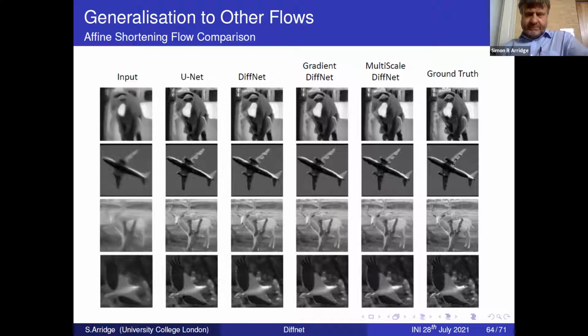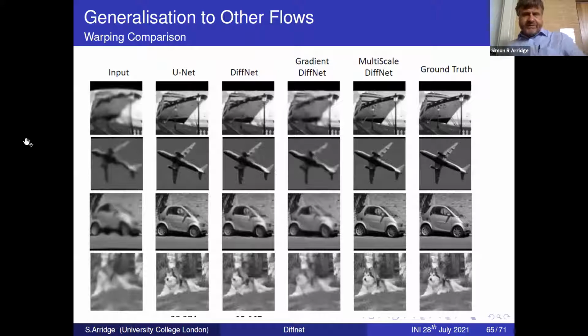Here's the warping example. And here we can see some more clear differences. So this input is the warped image, a warped and slightly diffused version of the ground truth.